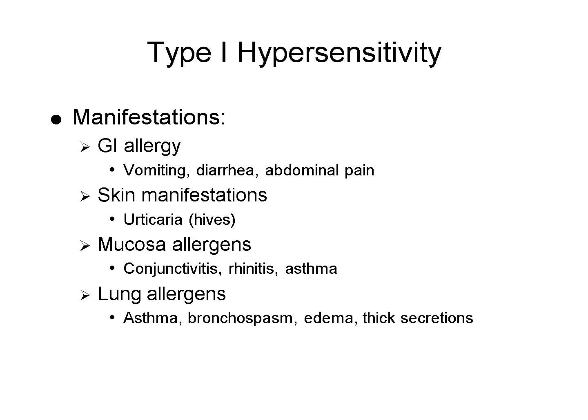The clinical manifestations of type I hypersensitivity vary depending on where the allergen interacts with the body. In the gastrointestinal tract, symptoms may include vomiting, diarrhea, and abdominal pain. On the skin, it can cause urticaria or hives. When allergens affect the mucosal surfaces, they can lead to conjunctivitis, rhinitis, or asthma. In the lungs, exposure may trigger bronchospasm, airway edema, and the production of thick secretions.